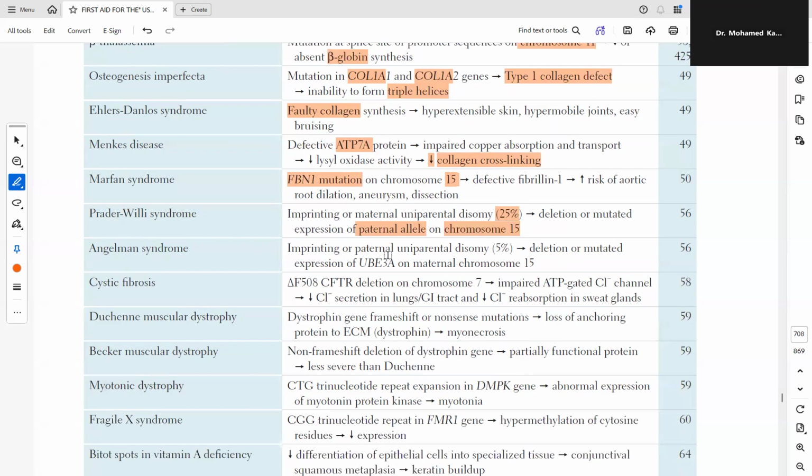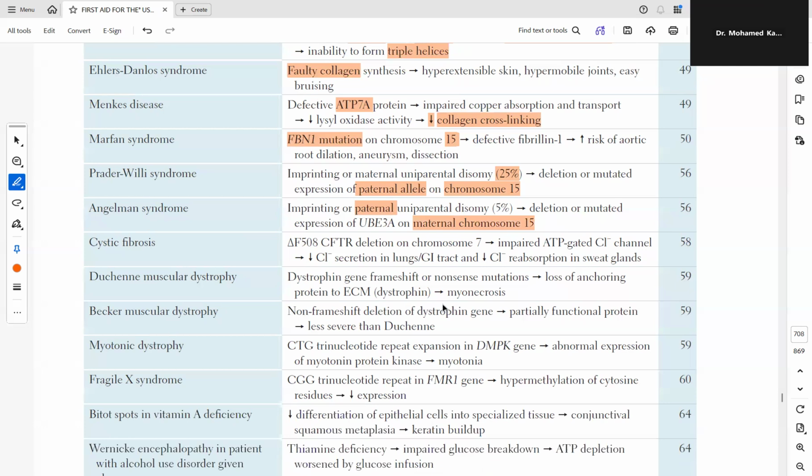Angelman syndrome, again it is imprinting, but this time it is maternal, not paternal. Disomy in 5%. Deletion or mutated expression of UBE3A on the maternal chromosome number 15.